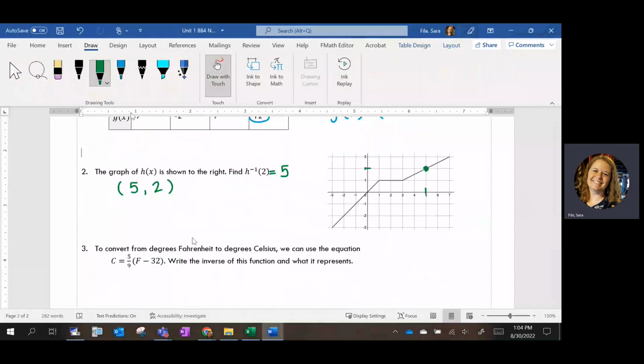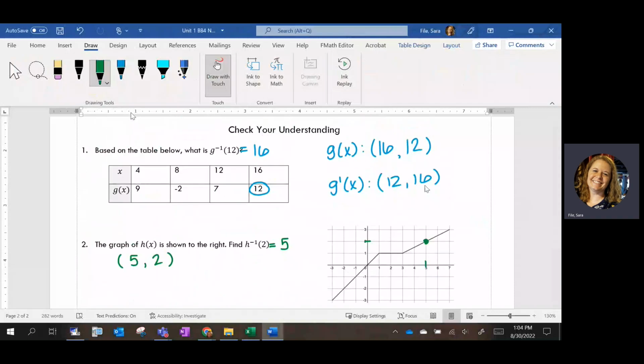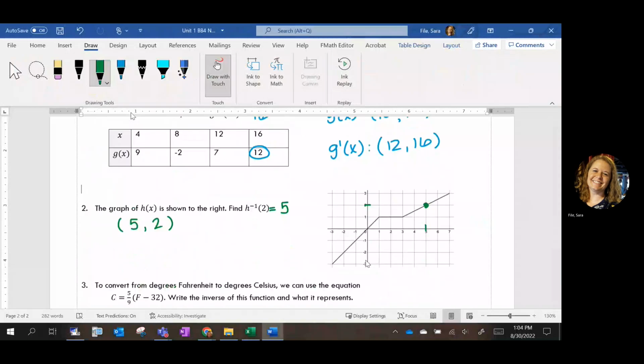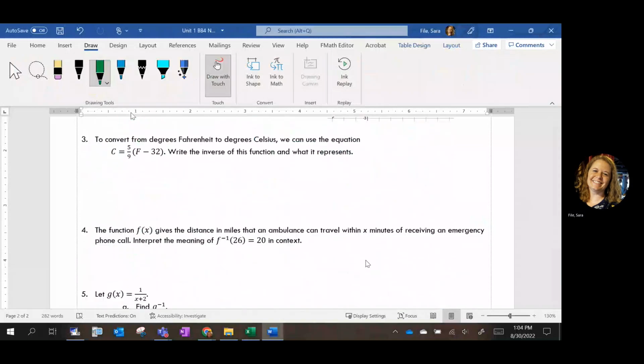Everybody good with those first two? So that's understanding the relationship that the points are switched from a function and its inverse. Everybody good? All right, now on number 3, I think this was probably going to be the most missed for those who tried all 5 of the check for understanding, just because we are given the meanings of our variables here. We're told that they're representing Celsius and Fahrenheit degree temperatures. They're not just an X and a Y. They actually represent something.